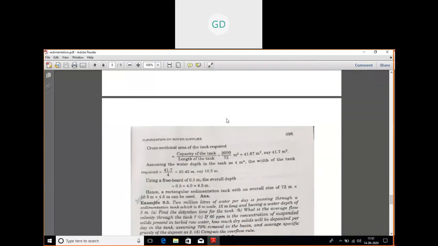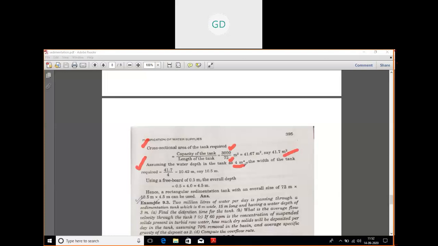Next, they are finding the cross-sectional area. The cross-sectional area of the tank required is capacity of the tank divided by length of the tank. Capacity we already got as 3000, length we got as 72. So the answer is 41.7 meter square. Clear? Now, assuming the water depth in the tank as 4 meter.